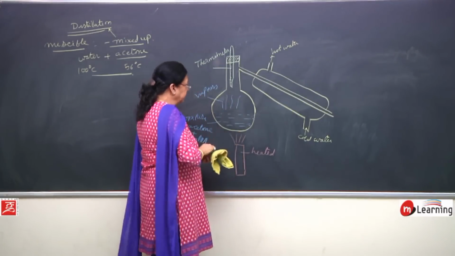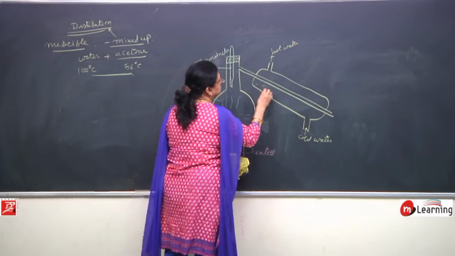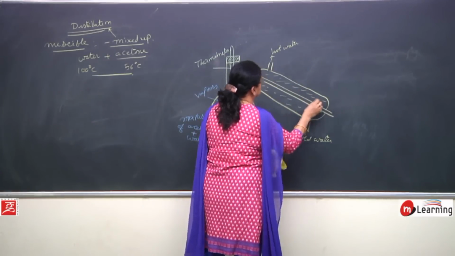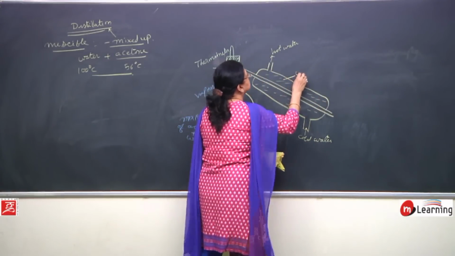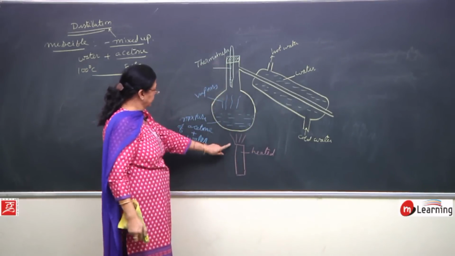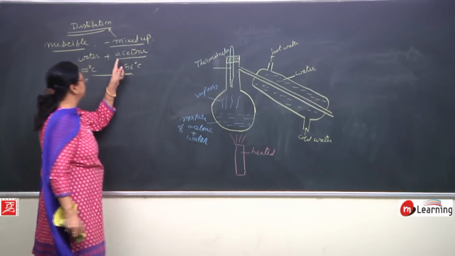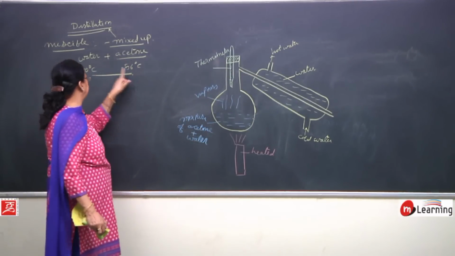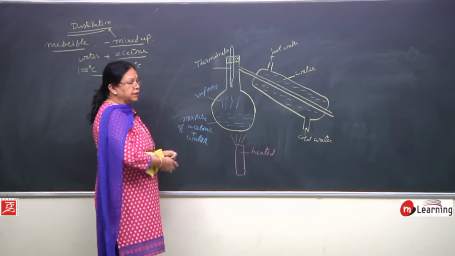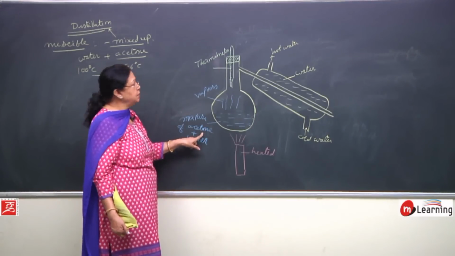Now, these vapors which are getting formed here, what is this? This is all water. Now, you are heating the mixture of acetone and water. As I told you, the boiling point of acetone is 56 degree and the boiling point of water is 100 degree. So, what will happen? First, vapors of which will be formed? Obviously, acetone, because it has low boiling point.